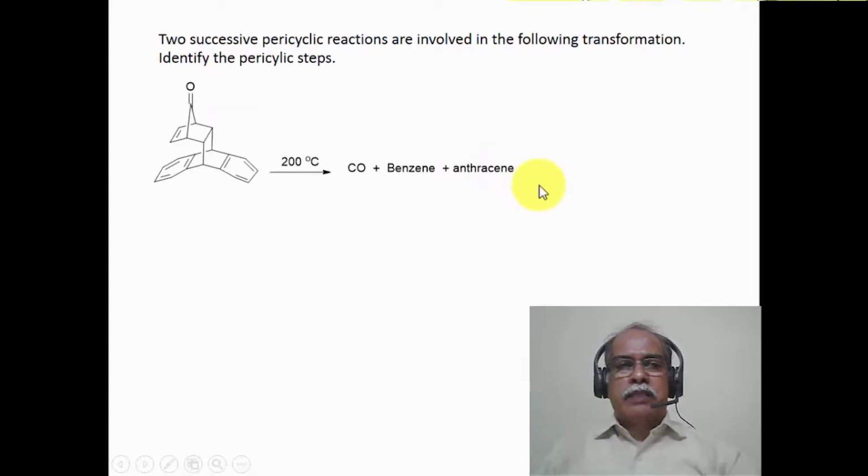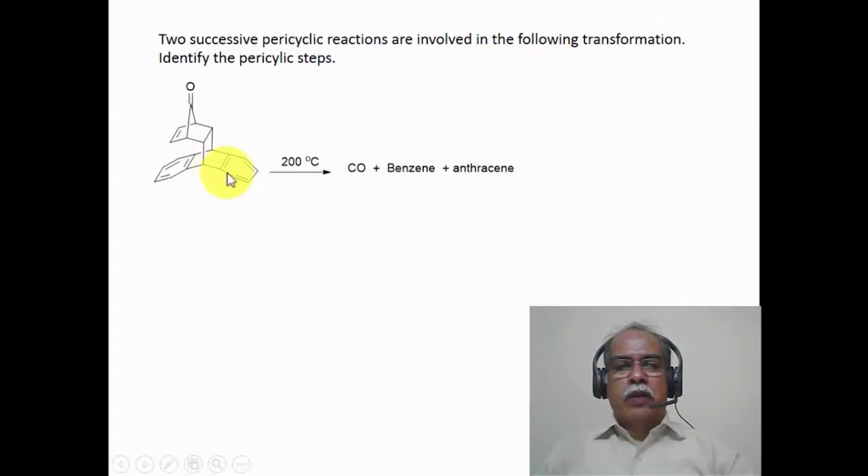Now the first problem is stated like this. Two successive pericyclic reactions are involved in the following transformation. Identify the pericyclic steps. In other words, this molecule is undergoing thermal decomposition to generate carbon monoxide, benzene and anthracene.